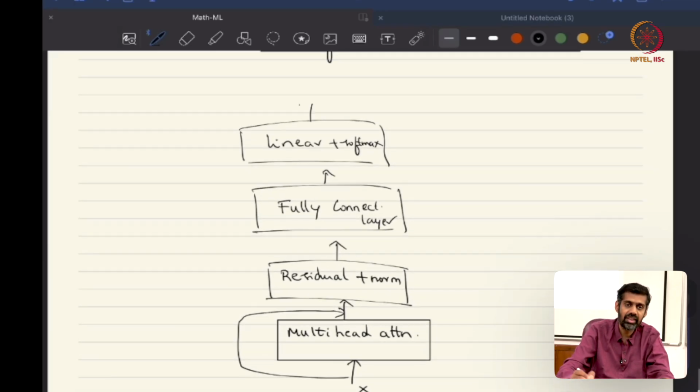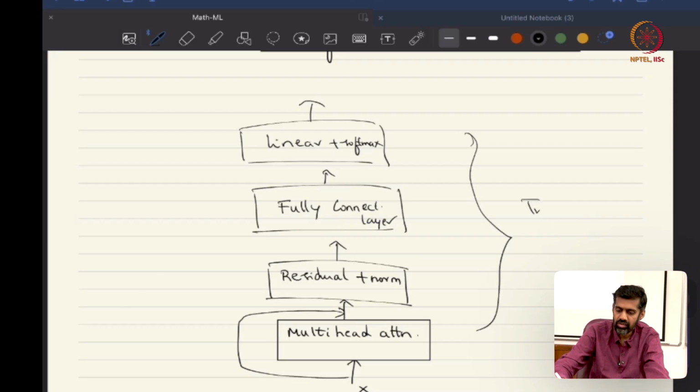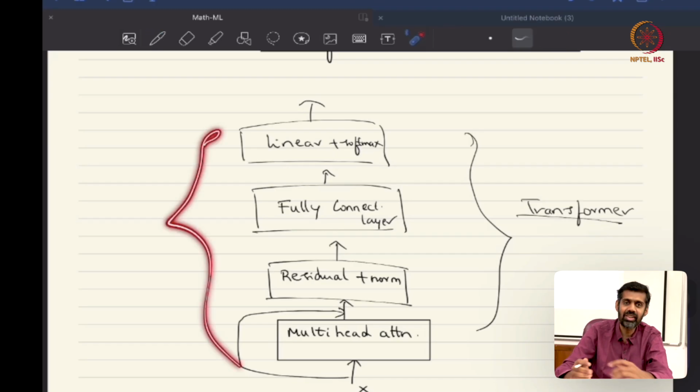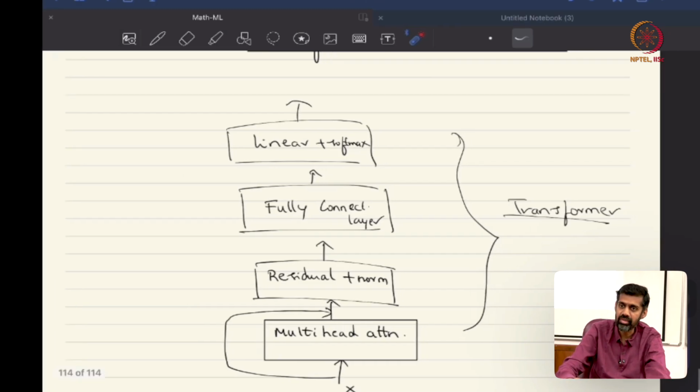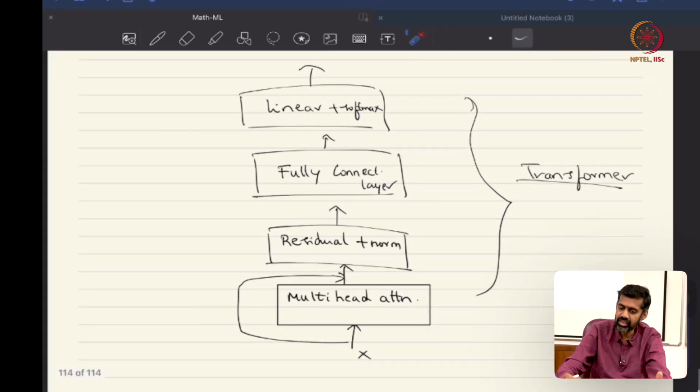Then you have a linear and softmax. Why do you need a softmax at the output? Because you are doing a classification on k tokens at the output. So this is one transformer block. You have several layers of these in an LLM, and that is what makes it billions of parameters. This is the workhorse of the modern LLM architectures actually. It's mostly a transformer.